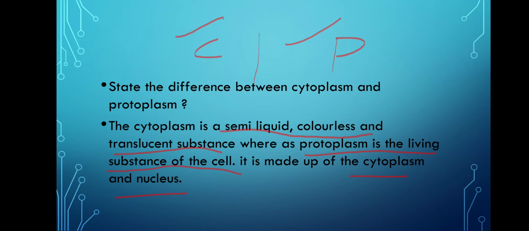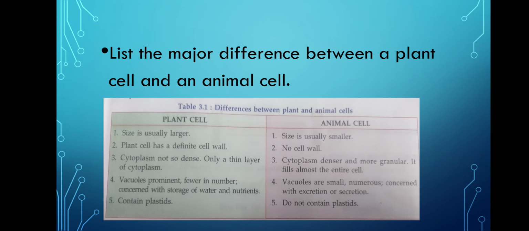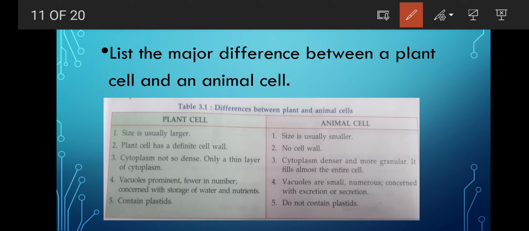Clear? Now the next is, state the difference between cell wall and cell membrane. So again you will draw one line and here you will write cell wall, and this side you will write cell membrane, and then you will write the points. Only the plant cells have a cell wall, clear? Whereas for the cell membrane you will write: cell membrane is present in plant cell as well as animal cell. Clear? Now you are getting the answer very clearly. There is no difference, there is no confusion also. Only what you have to do, you have to write in the copy and you have to learn it.